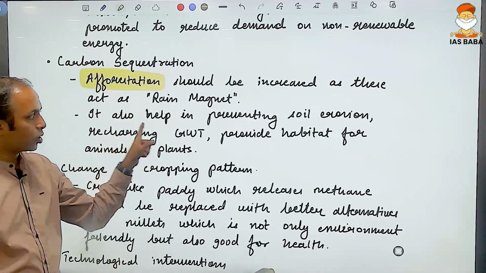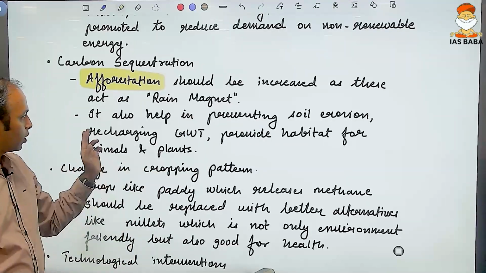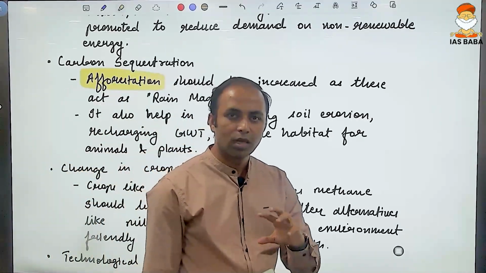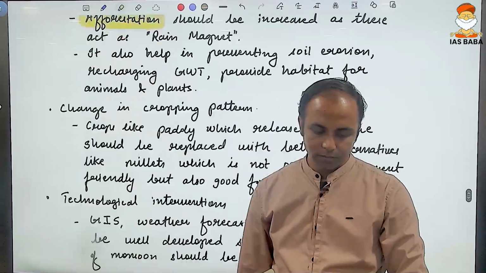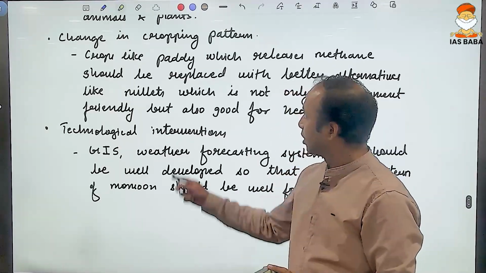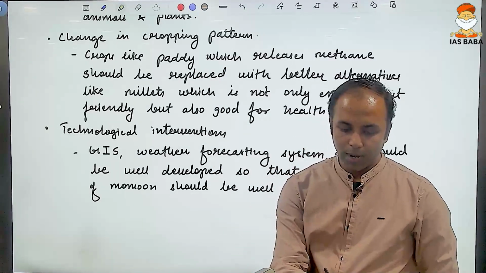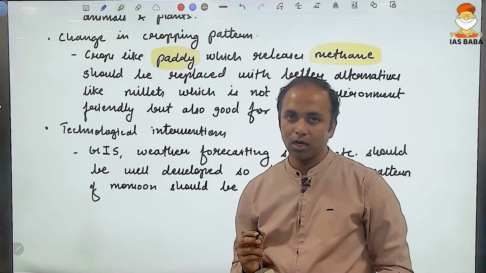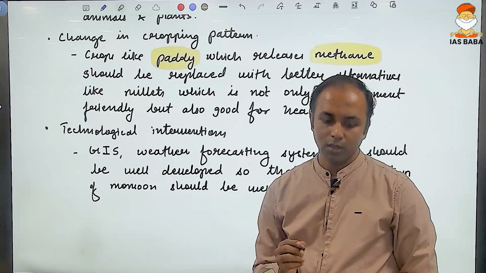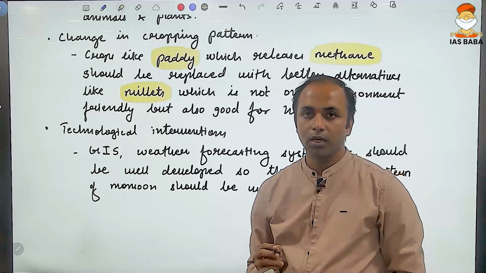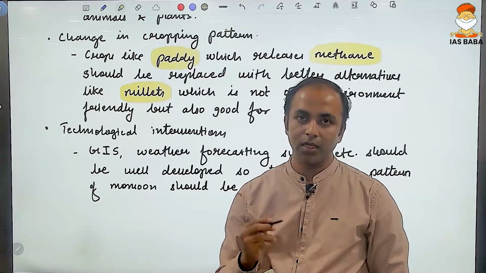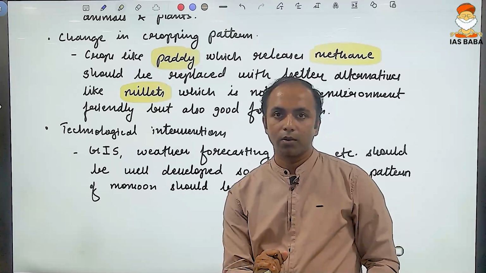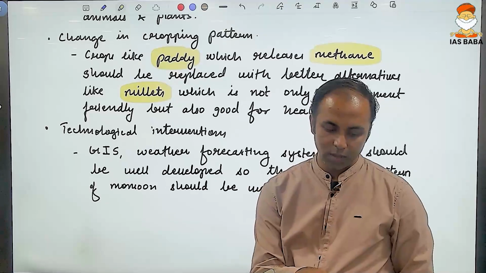Not only that, the forest will also prevent the soil erosion. It will also help in recharging the groundwater, provide habitat for the birds, animals, etc. And the entire ecosystem can be conserved in that way. Also changing the cropping pattern. Crops like paddy, which release methane, is one of the major contributors of greenhouse gas. So if we change the consumption pattern more towards millet, it is not only environment friendly, it not only helps in reducing the greenhouse gas emission, but it is also beneficial for the human health and the farmers.